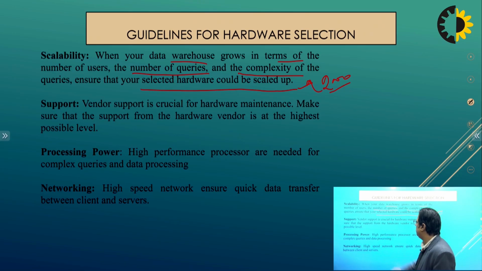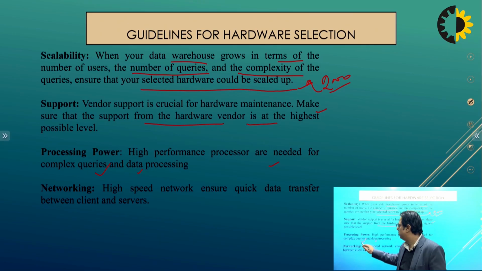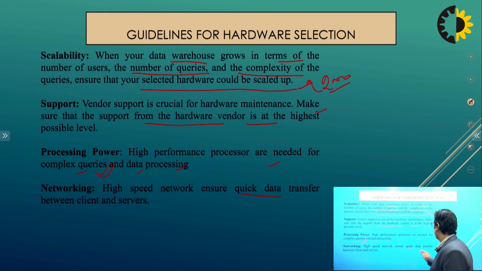Support. Vendor support is crucial for hardware maintenance. Make sure that the support from the hardware vendor is at the highest possible level. Processing power. High performance processors are needed for complex query handling and data processing. Sometimes there are a large number of users making multiple requests, so we need multiple processors for handling complex queries and data processing. Networking. A high speed network ensures quick data transfer between client and servers.